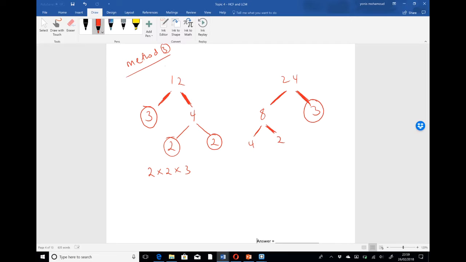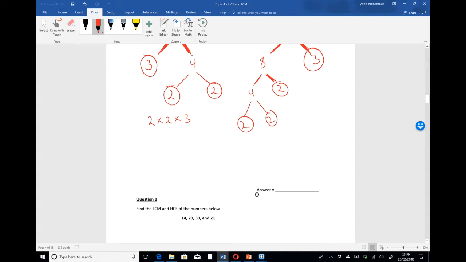Look at 4 and 2 in turn. So let's have a look at 2. Is 2 a prime number? Yes. Circle the 2. Is 4 a prime number? Nope. Can it be broken down? Yes, 2 and 2. Is 2 a prime number? Yes. So circle those two numbers.